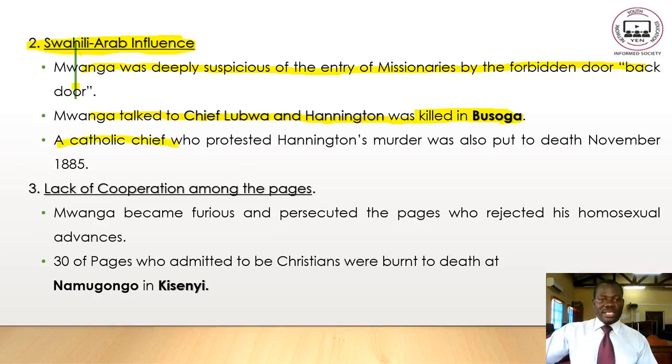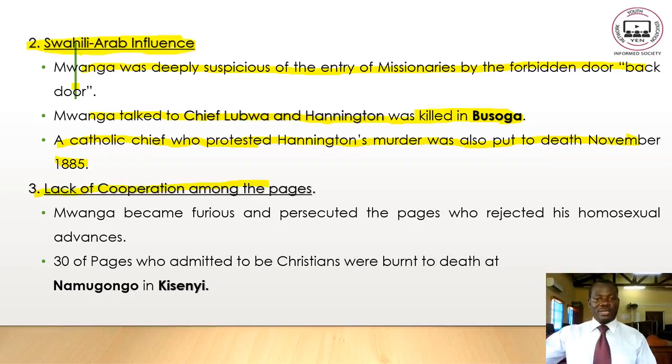So a Catholic chief who protested Hannington's murder was also put to death in November 1885. So Mwanga did not want the missionaries to be in his territory. Mainly he wanted the Arabs to be there. So he was influenced by the Arabs to say, no, missionaries, these Christians, are not supposed to be here. So he influenced the killing of even the Christian missionary, Hannington. And not only that, he also killed the chief who protested the killing of that missionary.